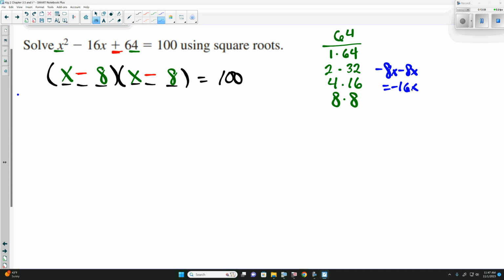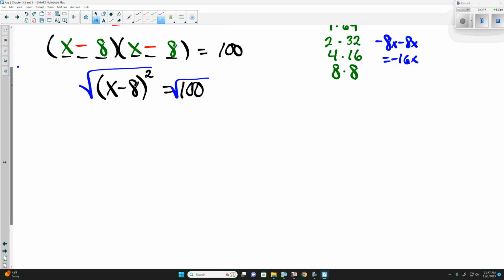But there is something interesting about our two factors. They are the exact same, yes? What's another way we can write something showing that it's being multiplied by itself? Well, I can write this as x minus 8, squared. Well, now we can use the square root method because I do have a term being squared, yes? So at this point, we can actually take the square root of both sides. On the left-hand side, the square root and square would cancel, leaving us with x minus 8 is equal to plus or minus the square root of 100, which is 10.